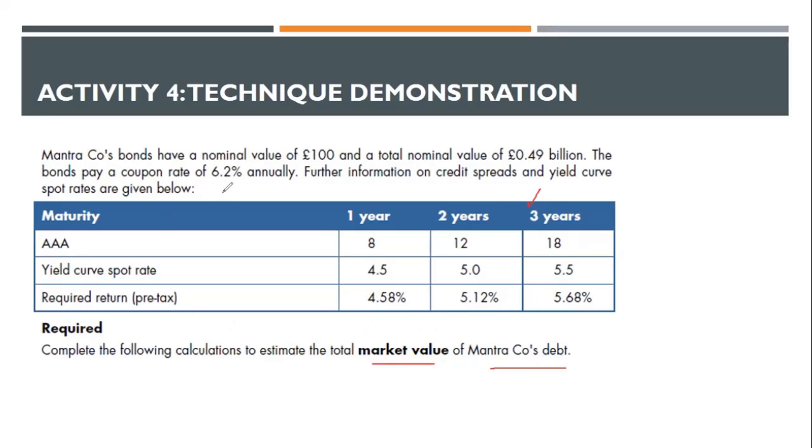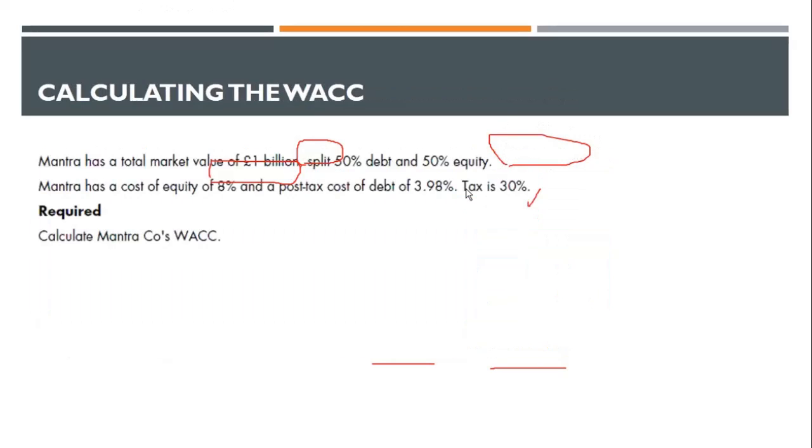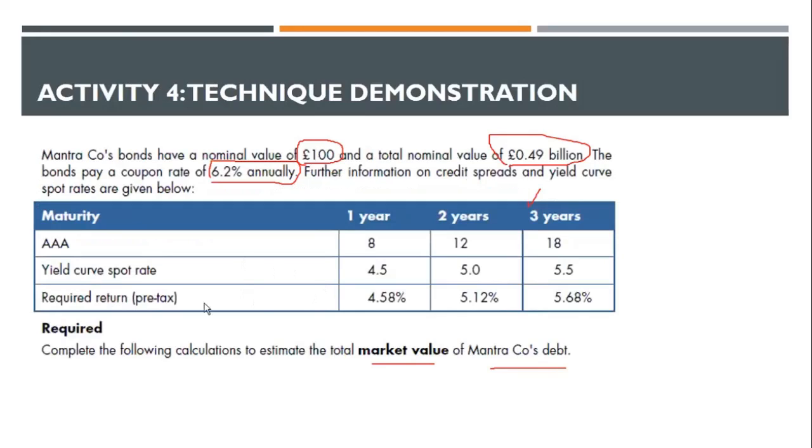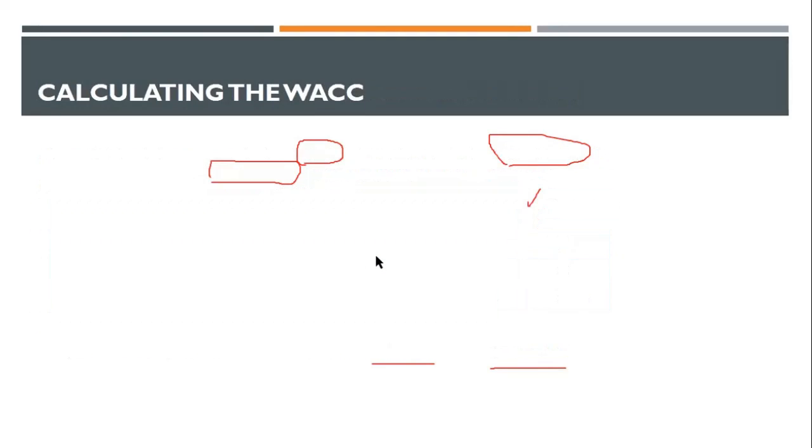So how much is your coupon rate? Coupon rate is 6.2. And you have a £100 bond, with a total nominal value of 0.49 billion. What they show us on the next slide is where we have to fill in. This is actually the table, and this is the data.